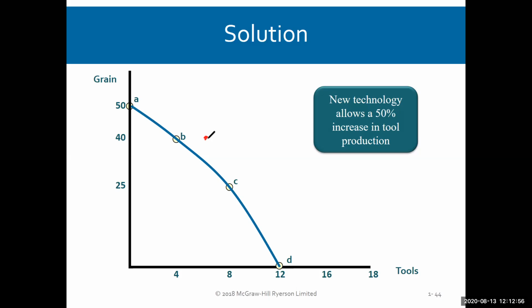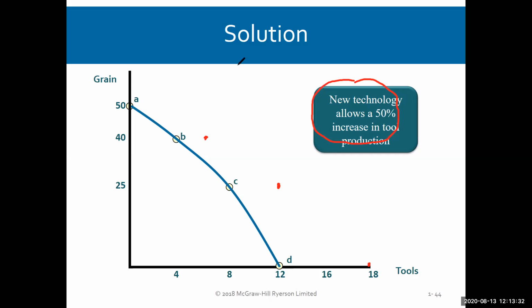So that's 6 tools. Okay, originally here, if I was producing 8 tools, now I can produce 50% more, which is 4 more tools. So that'll be 12 tools. We'll see how accurate I am with my drawing. And before, if we produce 12 tools, now we can produce 50% more. So that's 6 more. 12 plus 6 is 18. Okay, so these would be my new points. And all I'm doing is incorporating that 50% increase in tool production.